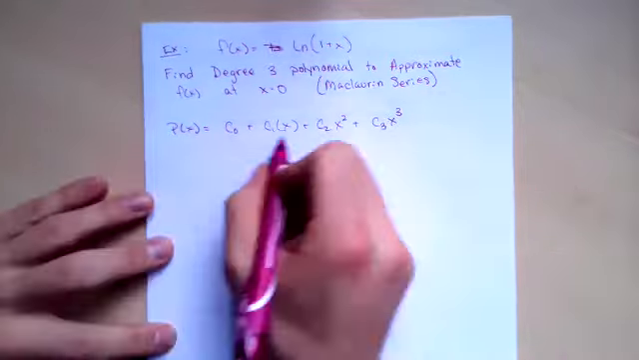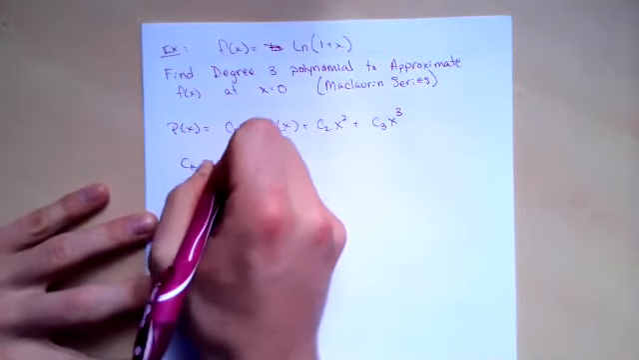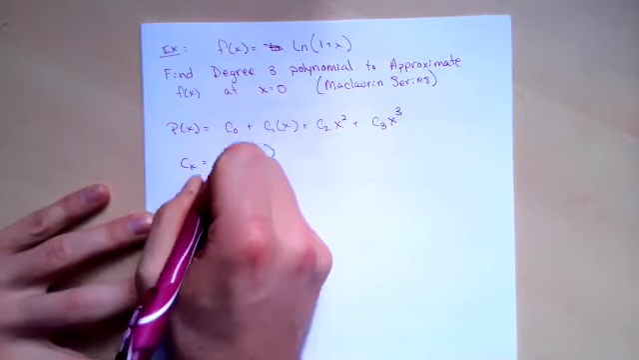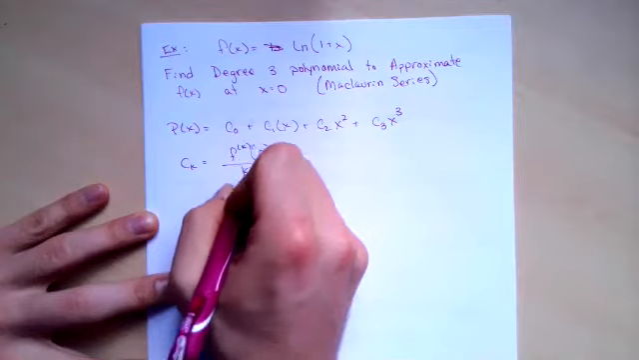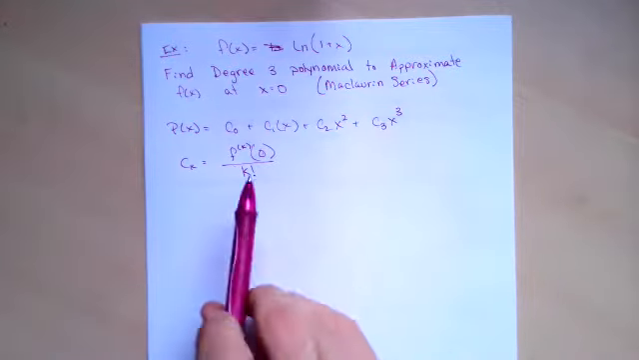And so what do we know? We know that our constants now are related to the kth derivative evaluated at 0 divided by k factorial. This is our formula for the constants. And so how do we go about doing the process with this?